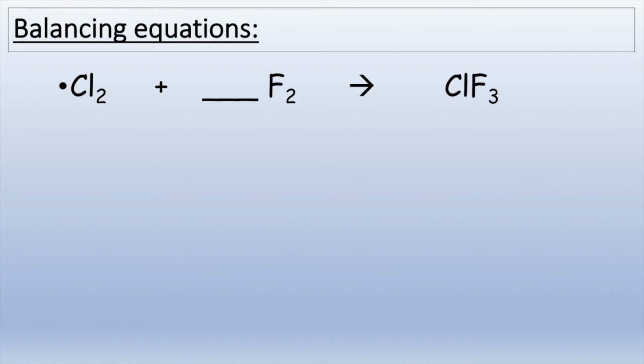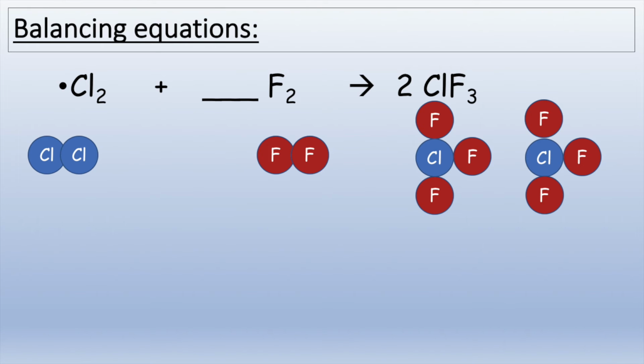Now to look at balancing equations. Chlorine and fluorine become chlorine tetrafluoride. We are going to use diagram form to make sense of the large and small numbers used in balanced equations. The first thing you need to do is look at how many atoms of each element you have on either side. On the reactant side, we can see that there are 2 atoms of chlorine and 2 atoms of fluorine made up of diatomic molecules.